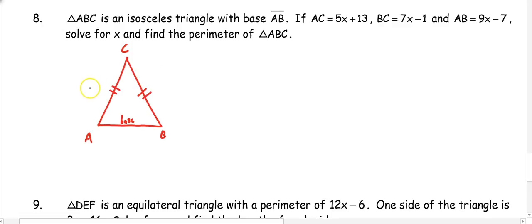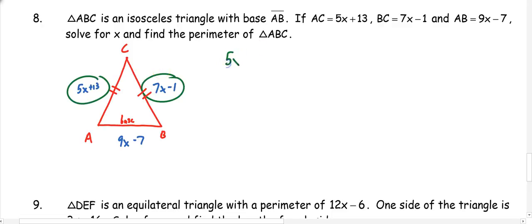So AC is 5x plus 13. BC is 7x minus 1, and AB is 9x minus 7. So I'm going to use the two congruent sides only to solve for x first. So 5x plus 13 is equal to 7x minus 1. So I'm going to subtract 5x from both sides and add 1 to both sides. So 14 equals 2x. When I divide, x is 7.